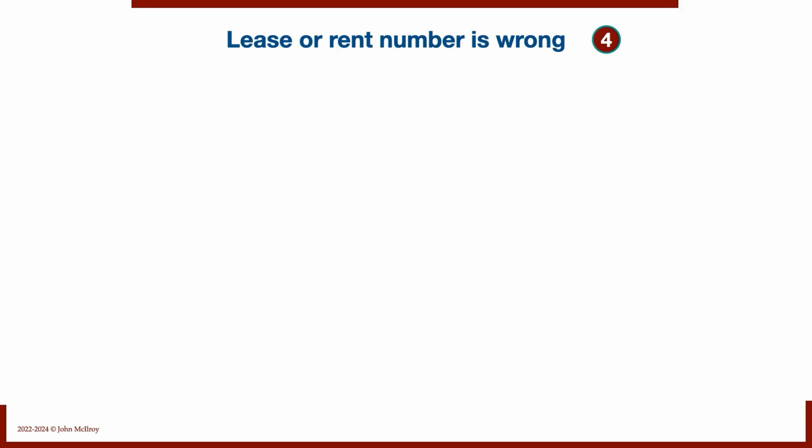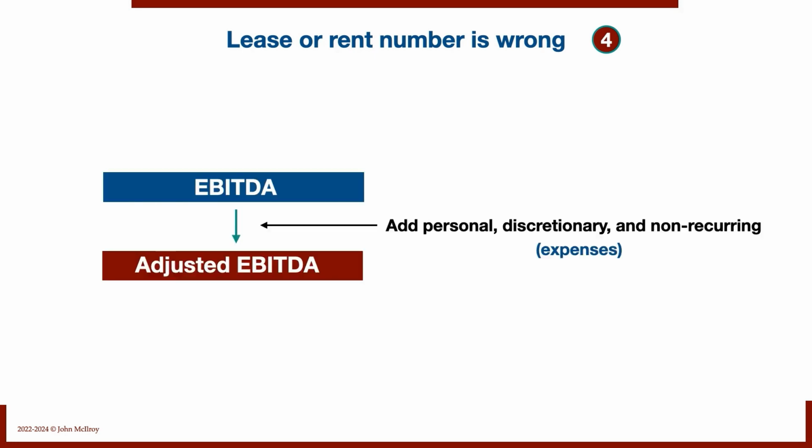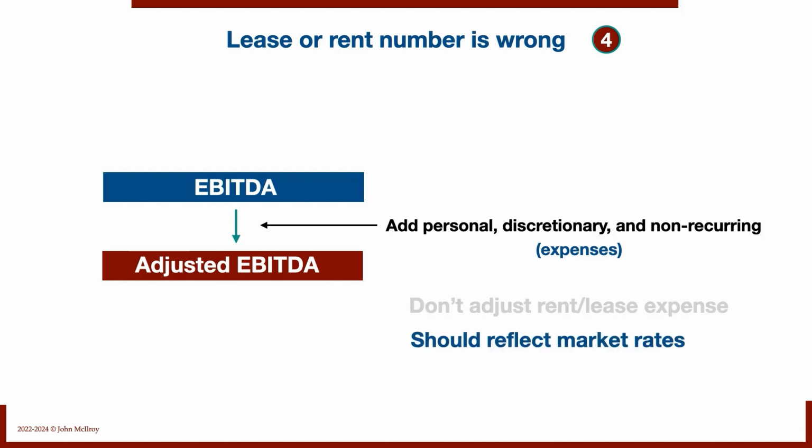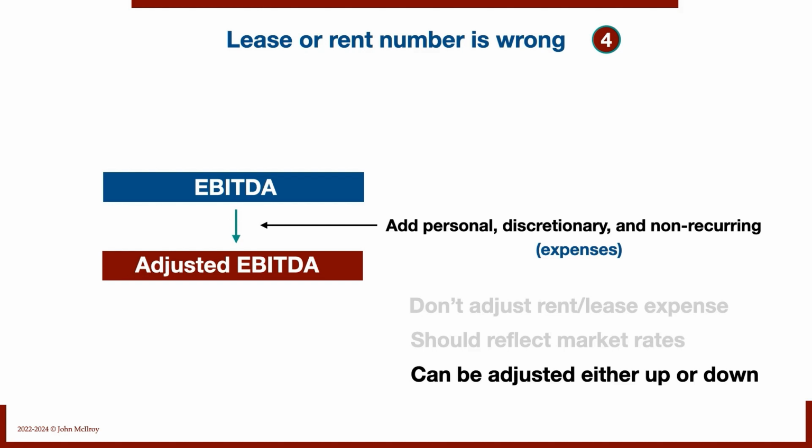Next, the lease or rent number is wrong. When we're doing the adjustments from EBITDA to adjusted EBITDA, the adjustment for the rent or lease expense is not made. Rent or lease should reflect market rates. Sometimes it needs to be adjusted up, sometimes down. There are all kinds of different scenarios that can play out. I mean, sometimes no adjustment is needed, of course. But people, if they own the property, will sometimes be light on the expense they charge to try and make the earnings of the business look a little bit stronger. If we find that's the case, we need to make the adjustment. Very often people don't. And so that's something to keep your eye on.